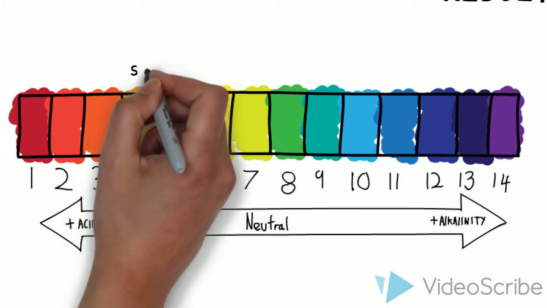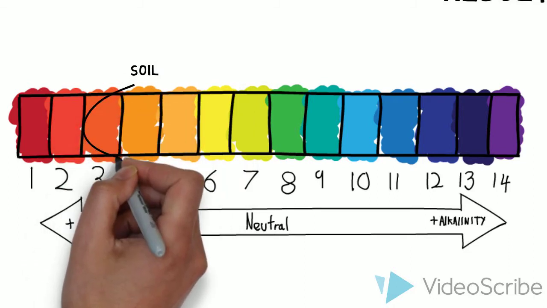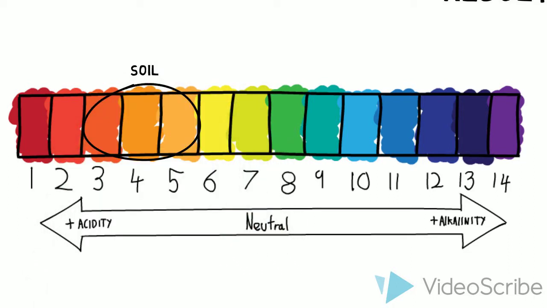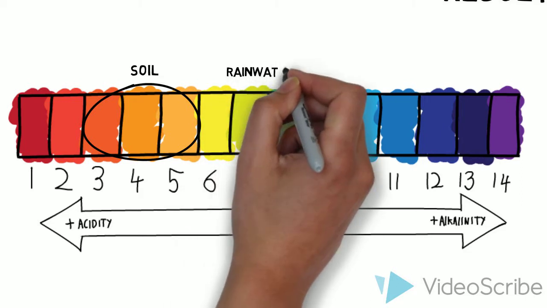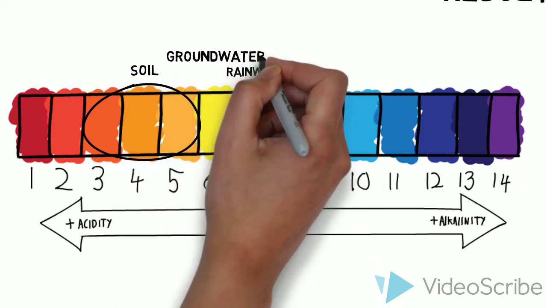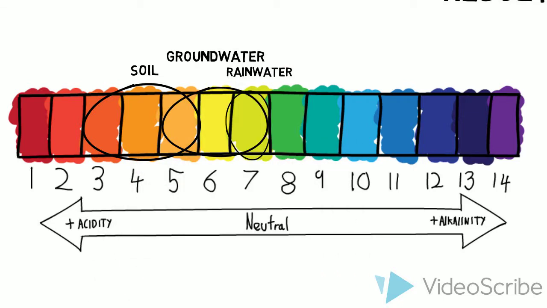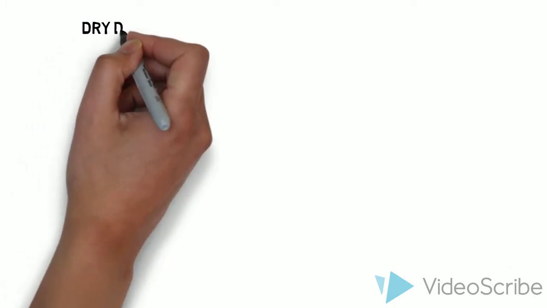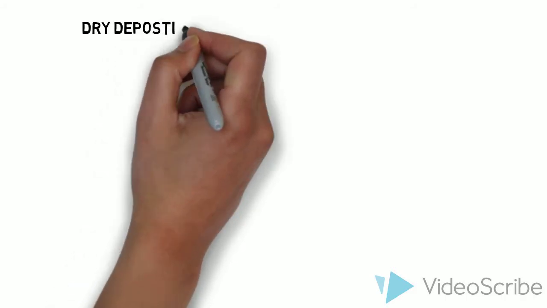The pH has been measured for each sample. The soil samples had a pH between 3 and 5, which is causing a slowdown in the soil microbiological activity. The rainwater samples had a pH of 7, and the pH of the groundwater samples was between 5 and 7. The nitrogen deposition was monitored as well.